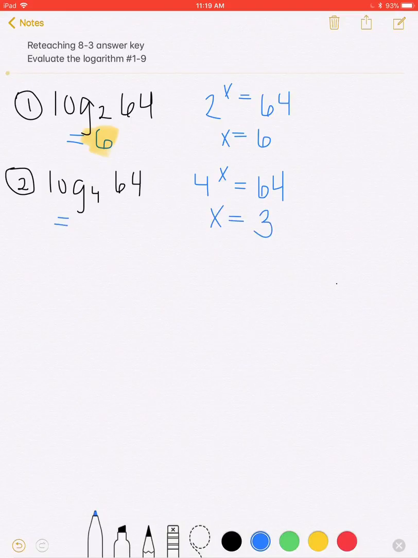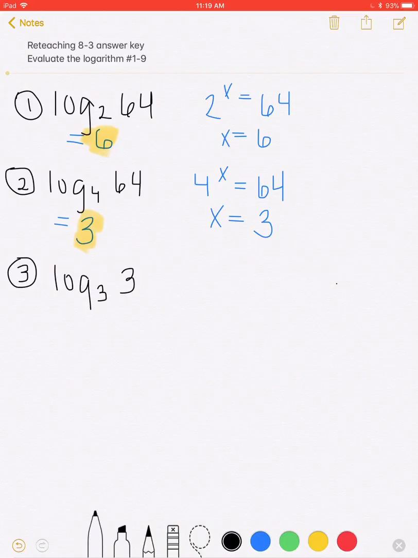Well, 4 squared is 16, and then 16 times 4 is 64. So your final answer there would be 4 to the third. And you could always use a calculator to check that 4 to the third is equal to 64.